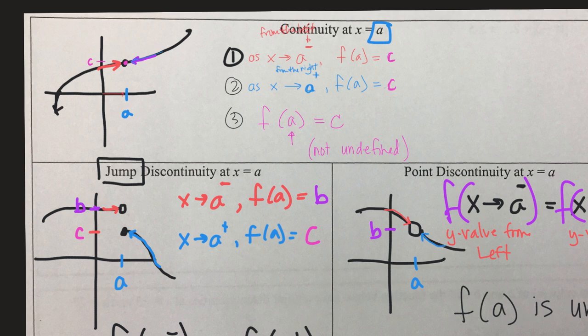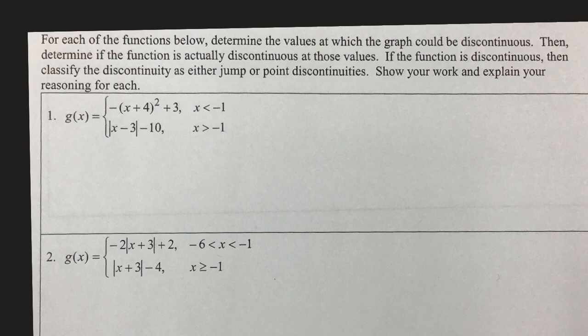Okay, so let's look at some practice problems. So the first part says, determine the values which the graph could be discontinuous. Do we have a graph for these things? No. Do you want to graph these things? Probably not. So we're going to do this algebraically, because sometimes graphing is hard and sometimes algebra is hard, but we're going to do it algebraically. So the number in question is negative 1. We are looking at -1 for our potential discontinuity.